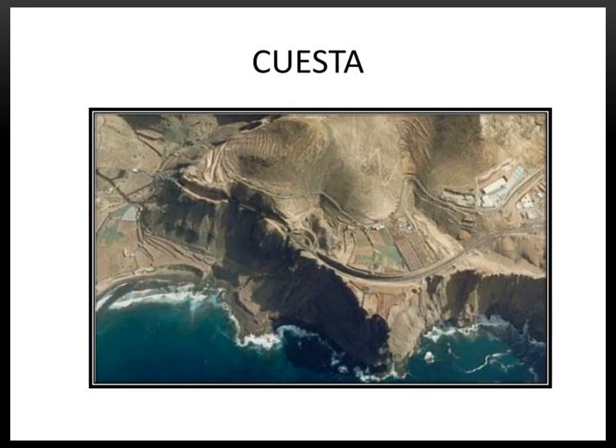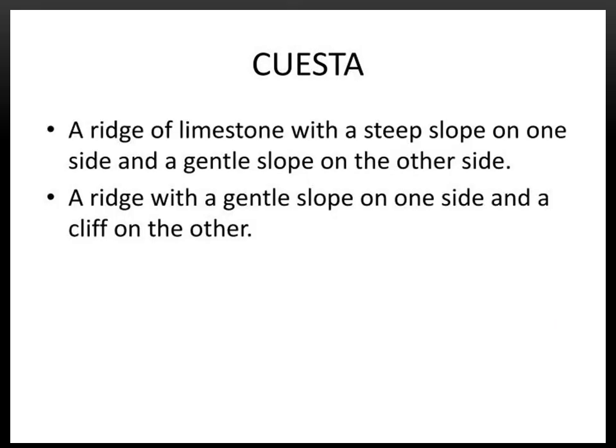So the next, or the second last, is a cuesta. A cuesta is a hill or a ridge with a gentle slope on one side and a steep slope on the other. So a cuesta is a ridge of limestone with a steep slope on one side and a gentle slope on the other side, a ridge with a gentle slope on one side and a cliff on the other.